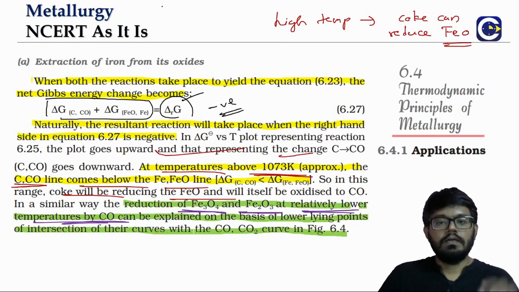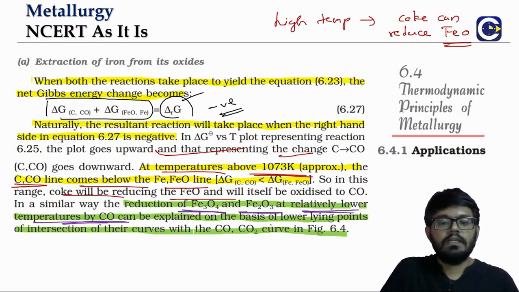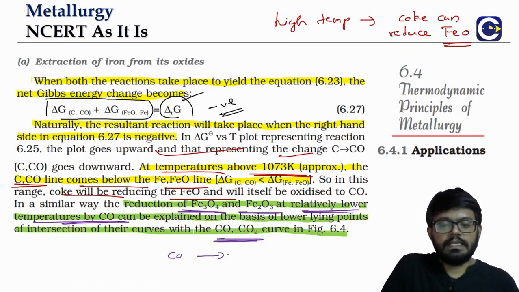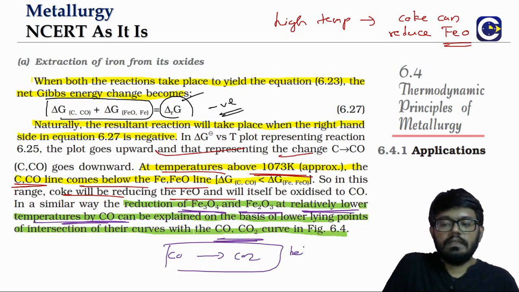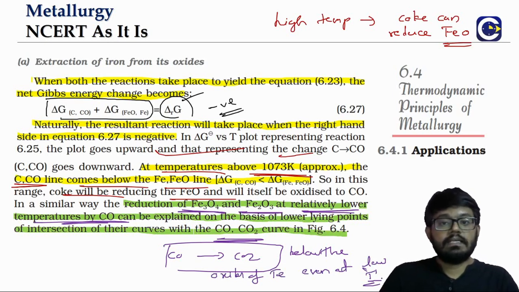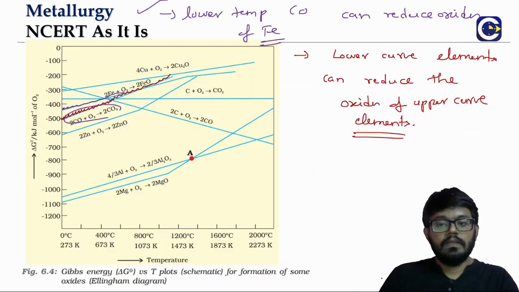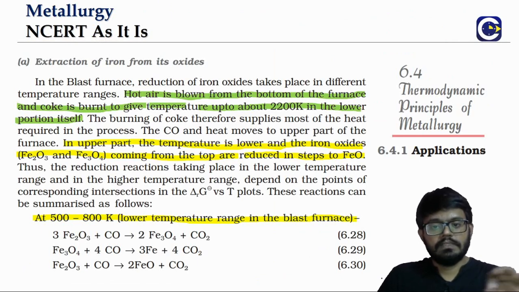The reason why carbon monoxide can act as a reducing agent in the low temperature is because the carbon monoxide to CO2 curve, carbon monoxide converting itself into CO2, is actually lying below the oxides of iron, even at low temperature. So this is the reason why carbon monoxide can act as a reducing agent at low temperature. Now what we will do is look at the overall reactions that will happen inside the blast furnace.